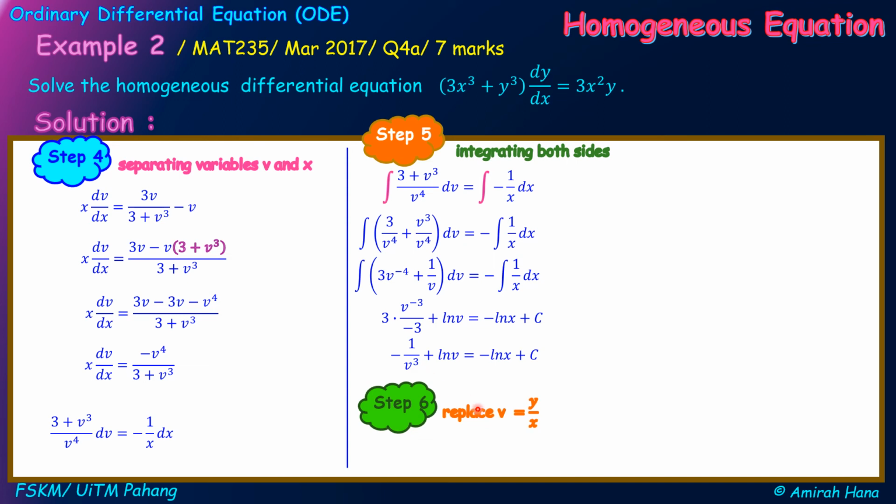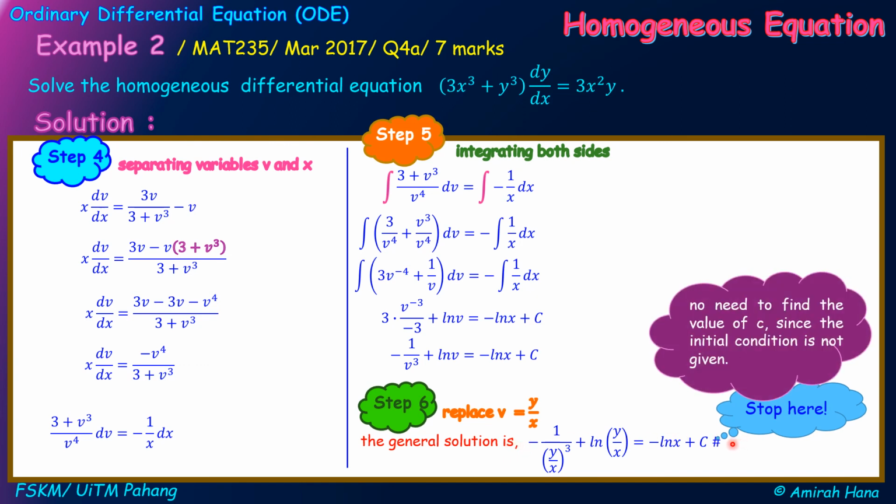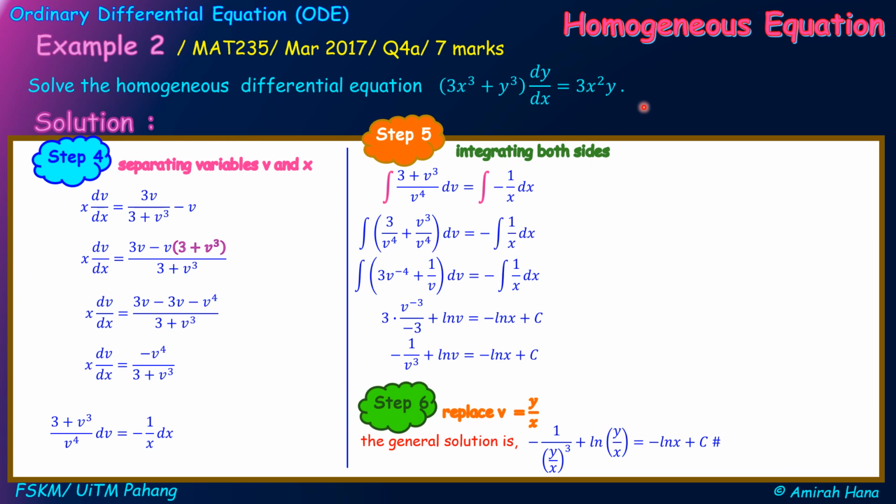We replace v equals y over x because the original question is given in terms of variables x and y. So we need to replace terms containing v with terms in variables y and x. So the general solution is negative 1 over (y over x) cubed, plus ln (y over x), equals negative ln x plus c. This is the final answer. We stop here. There is no need to find the value of c since the initial condition is not given.